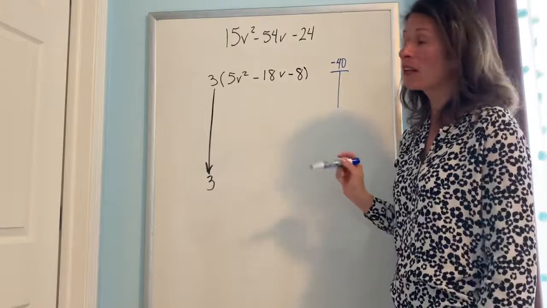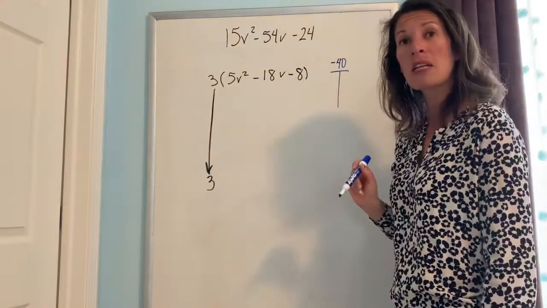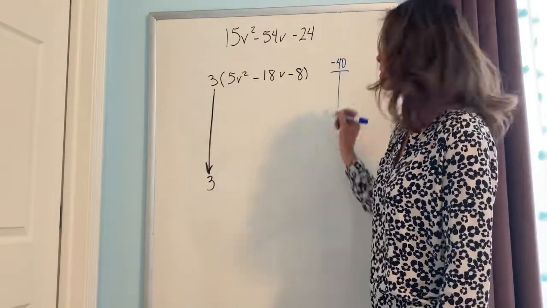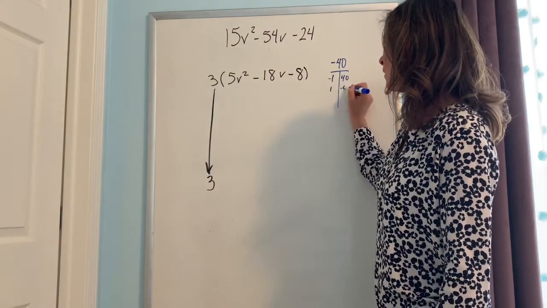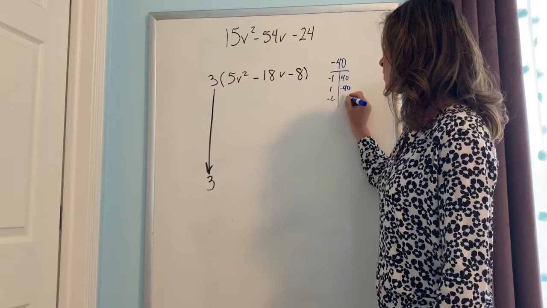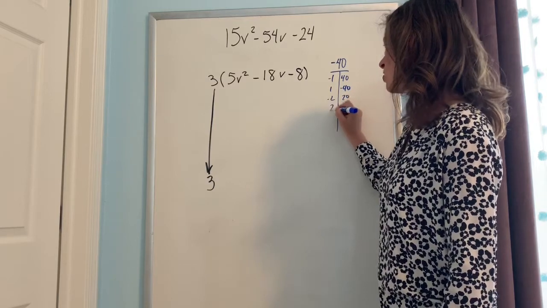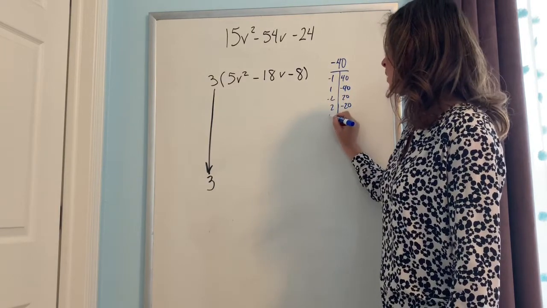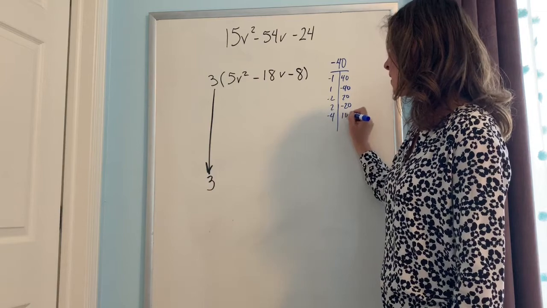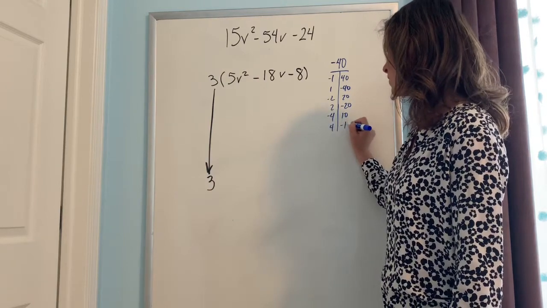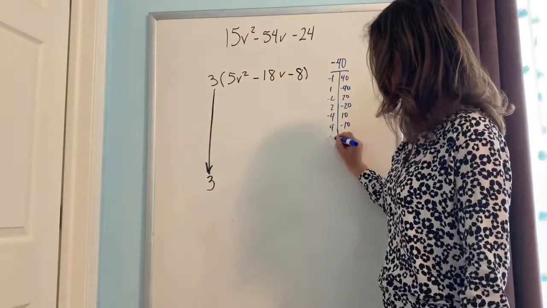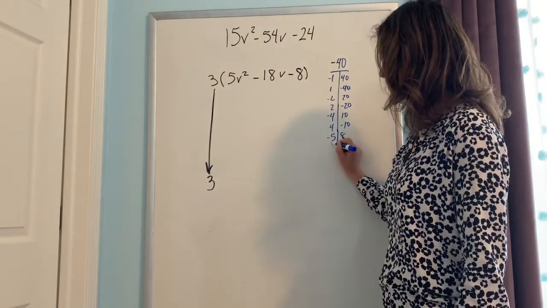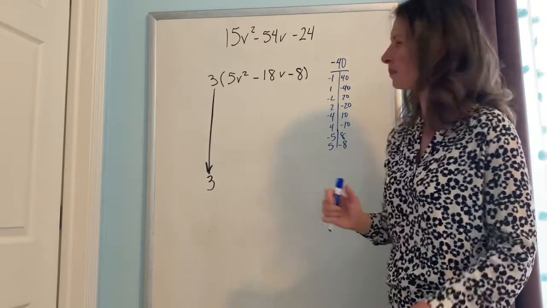The multiples of negative 40. Remember, when it multiplies to a negative number, one is going to be positive, one is going to be negative. So I'm going to have negative 1 and 40, 1 and negative 40, negative 2 and 20, 2 and a negative 20, negative 4 and 10, 4 and a negative 10, and negative 5, 8, 5 and a negative 8.